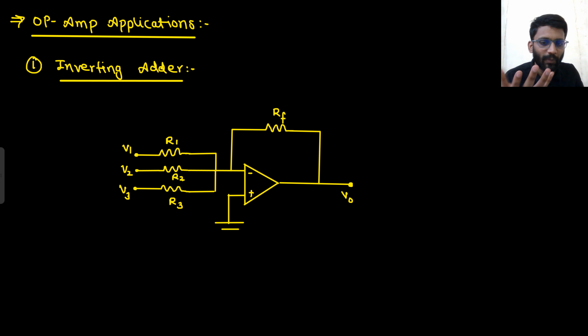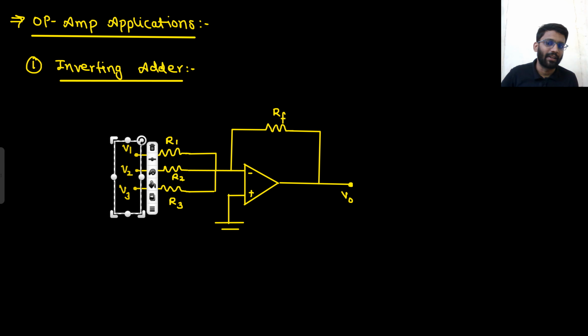So we can use the OpAmp as an adder, subtractor, multiplier, and divider as well. All those things we are going to see now: how we will use it as a multiplier, as an adder, as a subtractor. So first let's see how it is working as an adder. Now here it is written inverting adder. Why inverting adder? Because inputs V1, V2, V3 are applied at the inverting terminal. So that's why it is called inverting adder.